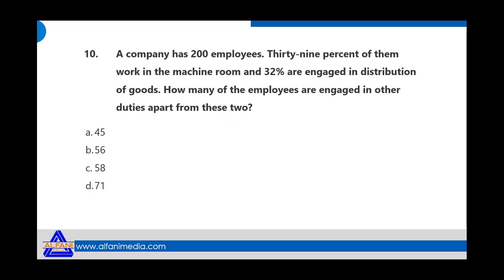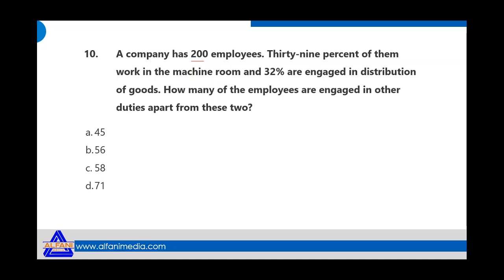Number 10: a company has 200 employees. 39% of them work in the machine room and 32% are engaged in distribution of goods. How many of the employees are engaged in other duties apart from these two? So they have 200 employees. 39% of these employees are in the machine room, and 32% of these same employees are in distribution. So we want to know the remainder.